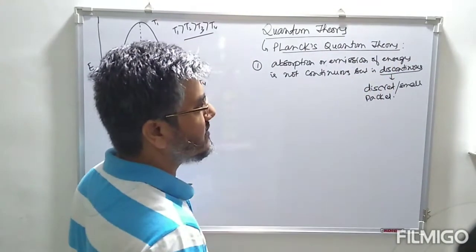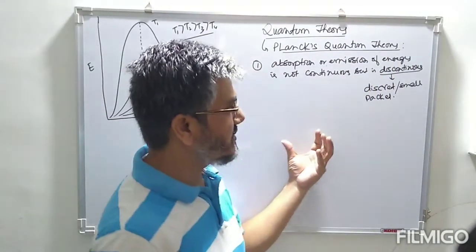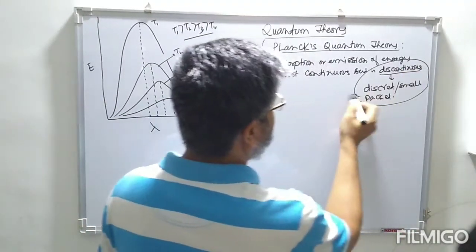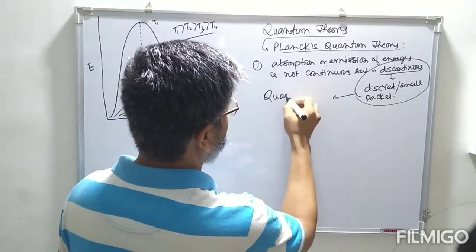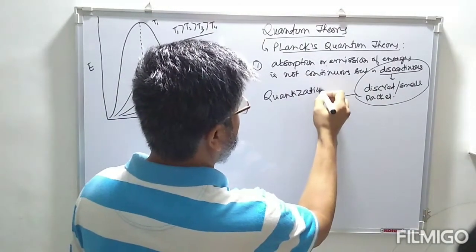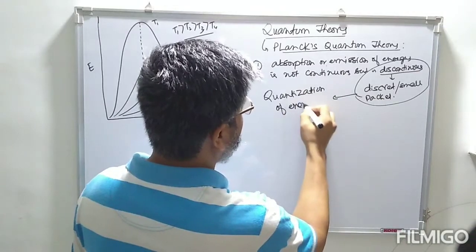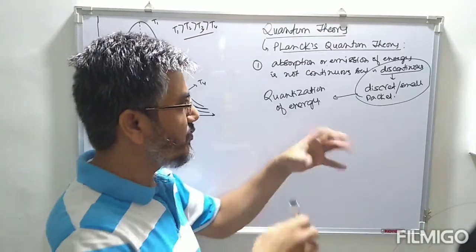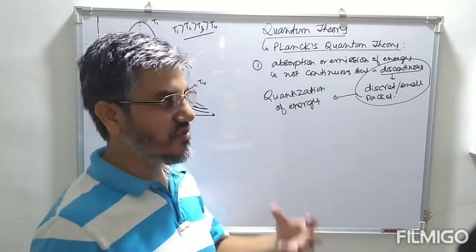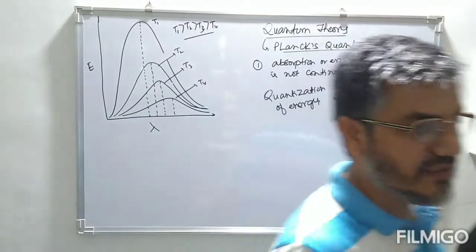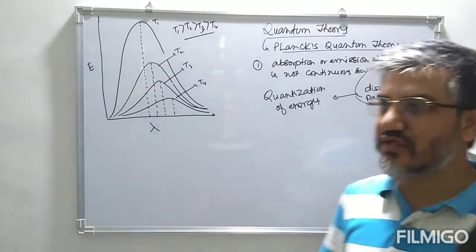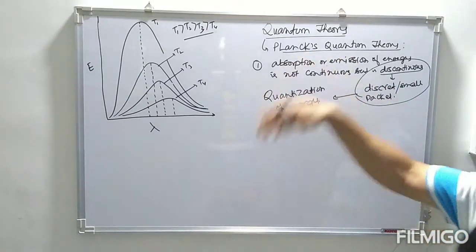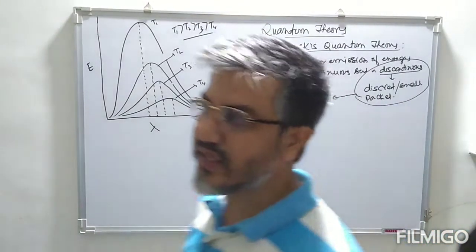This absorption or emission of energy in discrete or small packets is what we call quantization of energy. Quantization of energy. That means energy is quantized, or energy is in the form of small discrete packets. Since it is in the form of small discrete packets, this absorption or emission cannot be a continuous process, but has to be a discontinuous process. That is, energy is always quantized.